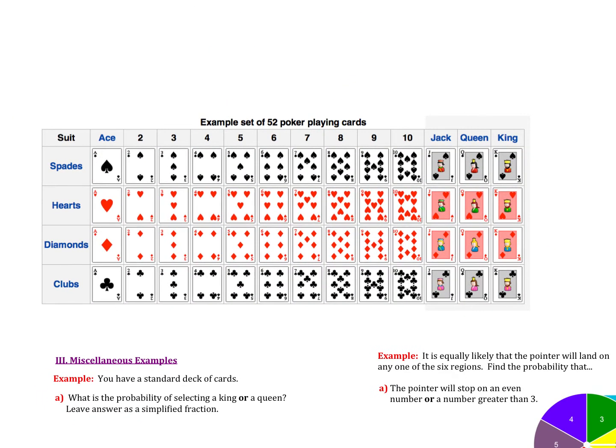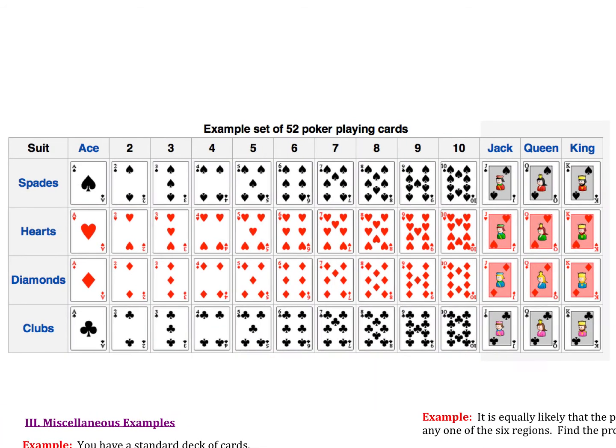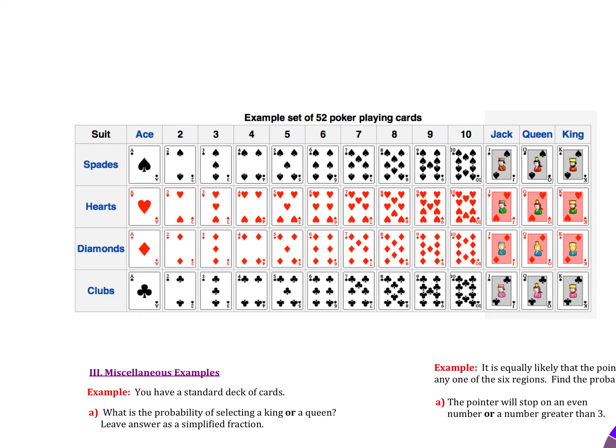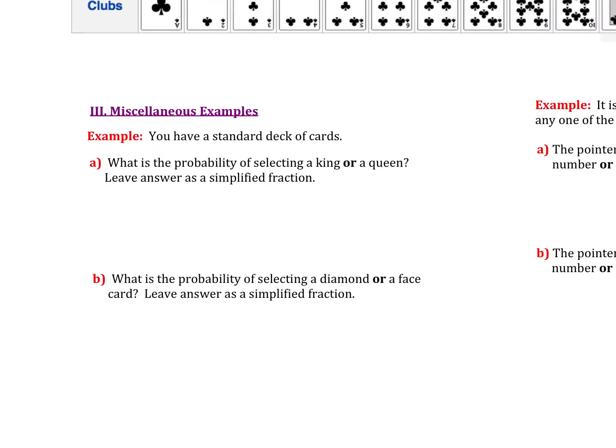Up here I've got the deck of cards that we'll reference. Again, this is available online. Do a quick Google search. You'll find thousands of these things, or take a picture of the screen right here if you need that for reference.